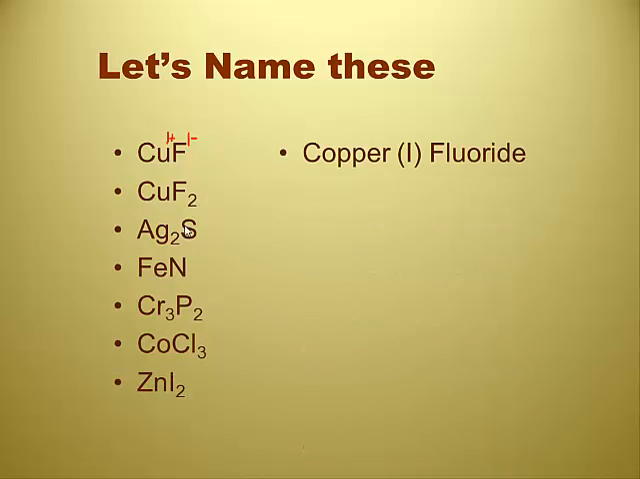Copper 1 fluoride. Now notice the next one's different. Check this out though. Fluorine is a 1-, and there's 2 of them, so it's a -2. But I still only get 1 copper.